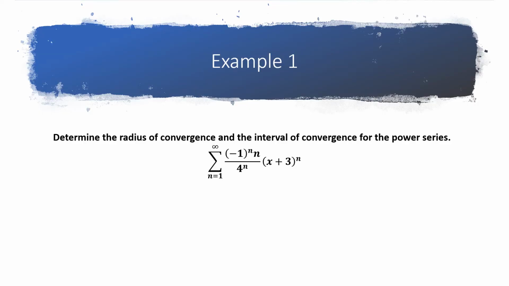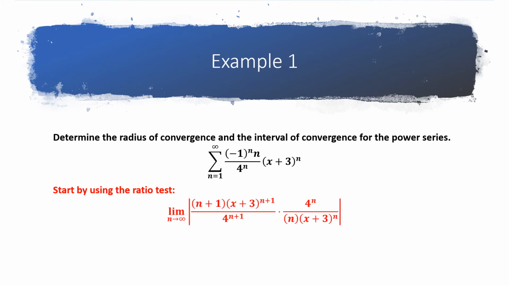All right, so example 1 says determine the radius of convergence and the interval of convergence for the power series. The first thing I'm going to do is start by using the ratio test. If you remember the ratio test, I can drop the -1 to the n since it's an absolute value test. Then I'm going to change everything to n plus 1. So I have n plus 1, x plus 3 to the n plus 1 over 4 to the n plus 1, and then I'm going to multiply that by the reciprocal of the original, so 4 to the n times x plus 3 to the n.